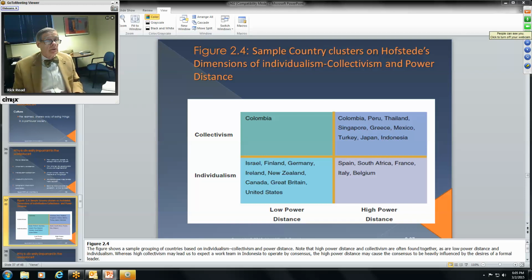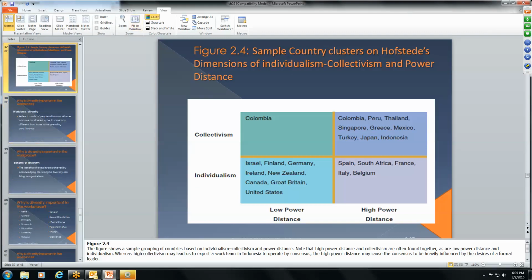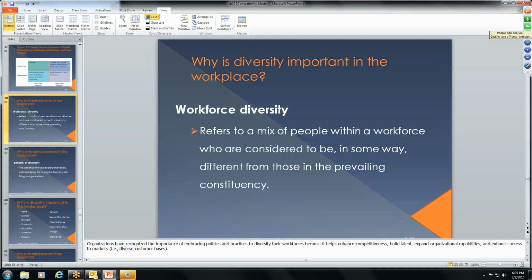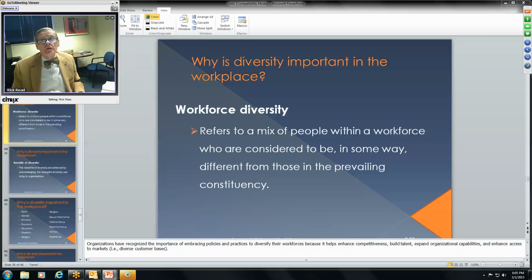Workforce diversity. We talked about this earlier. This is just having a number of people from differences within the workplace. And notice what it says here. People are considered to be different in some way. And we are all different in some way. And we have to think about it in that fashion. We can't say those guys over there or those girls over there. We're all different. We have to think about that.